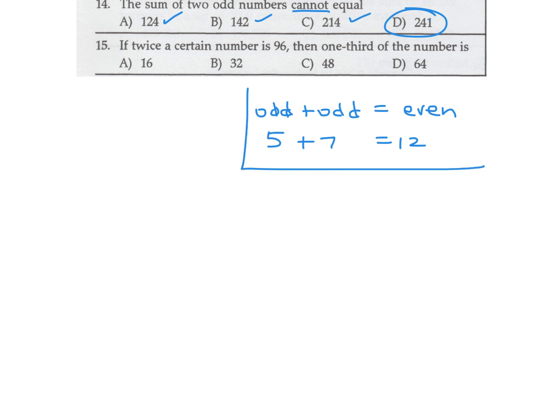If twice a certain number is 96, then 1/3 of the number is. If twice a certain number, so let's say the certain number is x, that's 96. So that means x is 48. Then 1/3 of the number would be 48 divided by 3, and that's 16. So 15 would be A.